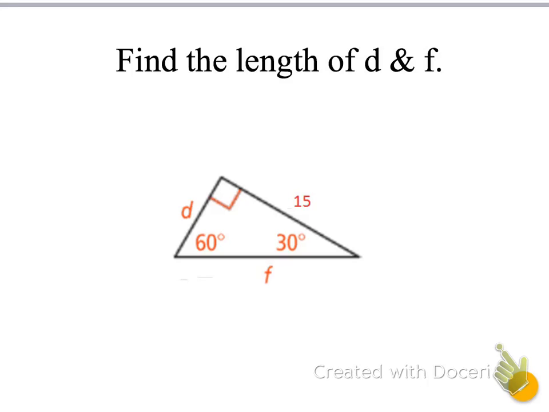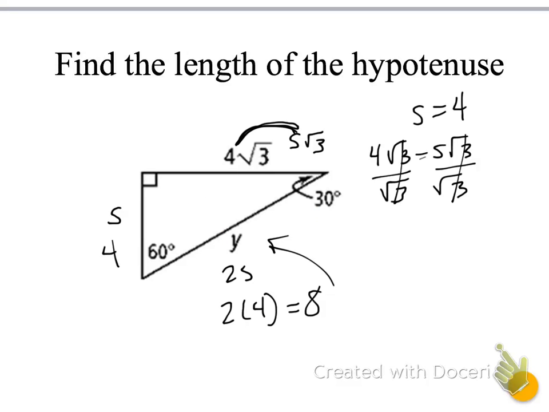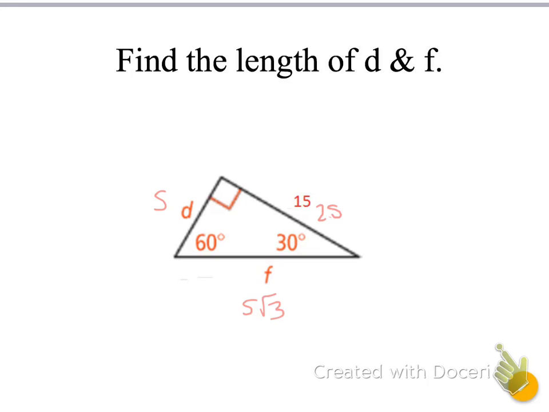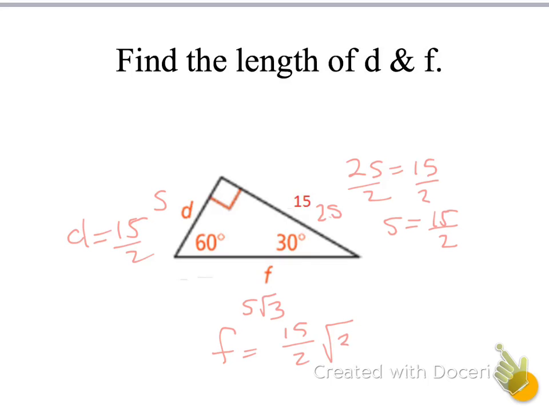Okay, so my shorter side is s, my hypotenuse is 2 times s, and this is s square root of 3 since it is my longer side. So we could do 2 times s equals 15, divide by 2, so s equals 15 over 2, so we know that d equals 15 over 2, and this one, if we plug s in, so f equals 15 over 2 times the square root of 3. That one's pretty ugly.